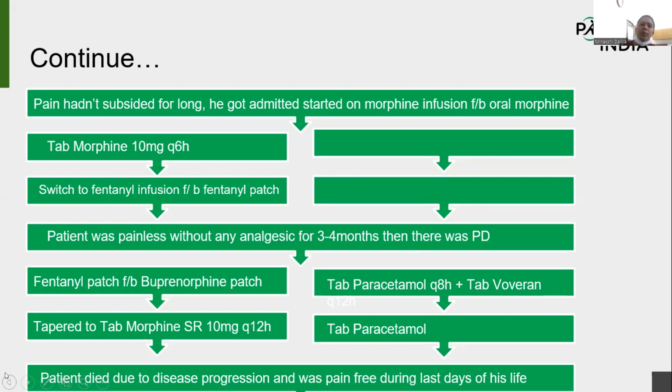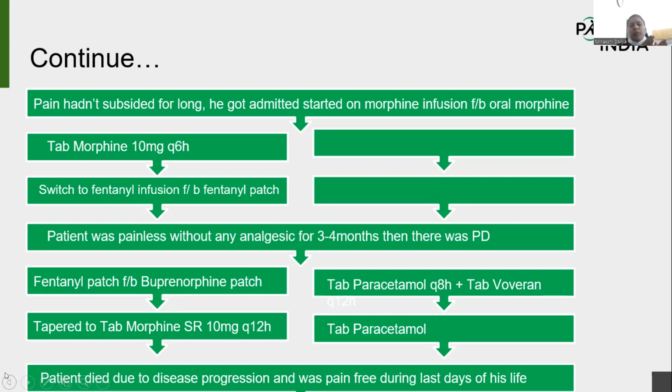But then there was a disease progression. Again, the patient came to us with the pain and with other progressive disease symptoms. Then we kept him on the fentanyl patch, but at that time the fentanyl patch was not starting. They said that we can't give fentanyl patches at home. We can't deliver fentanyl patches on an OPD basis.